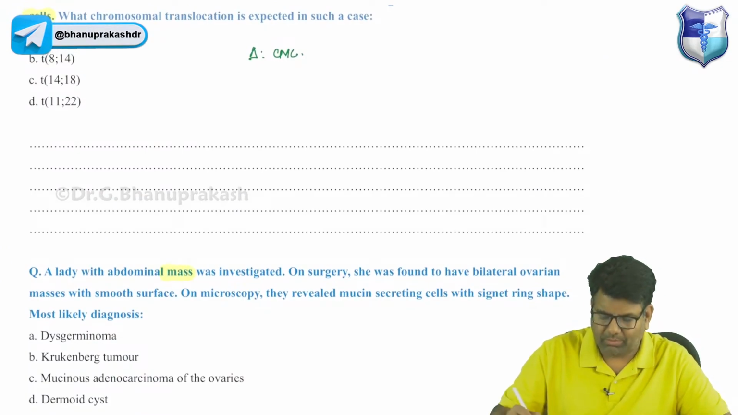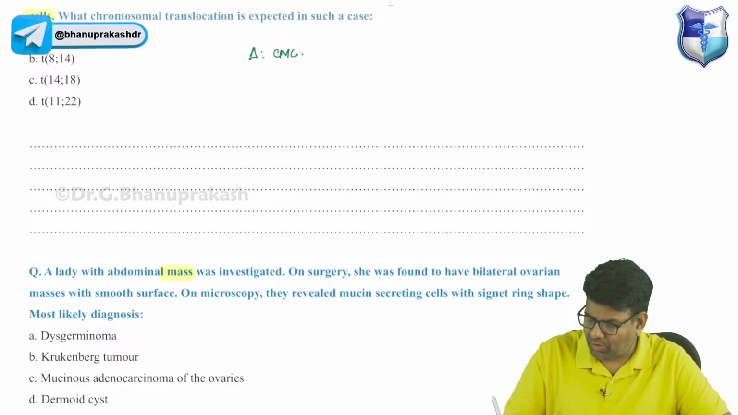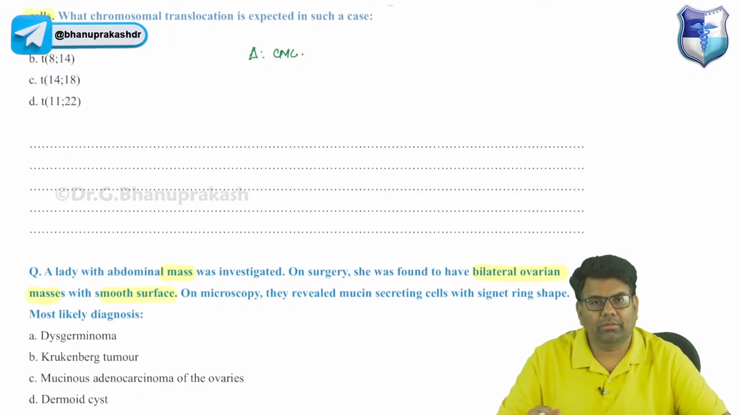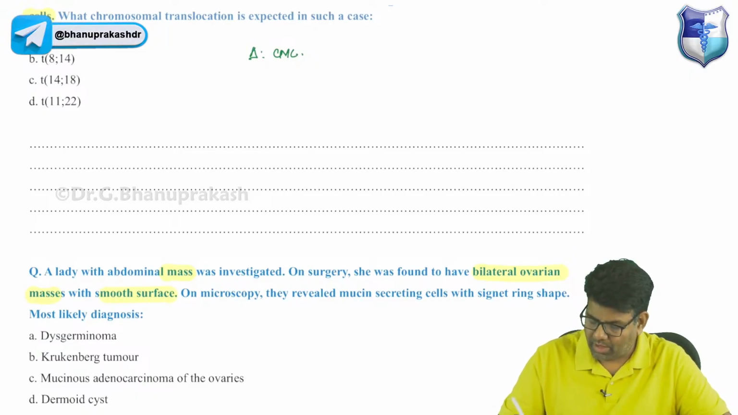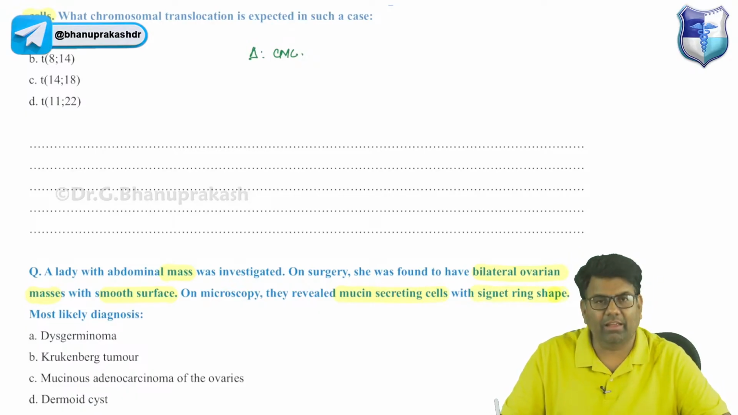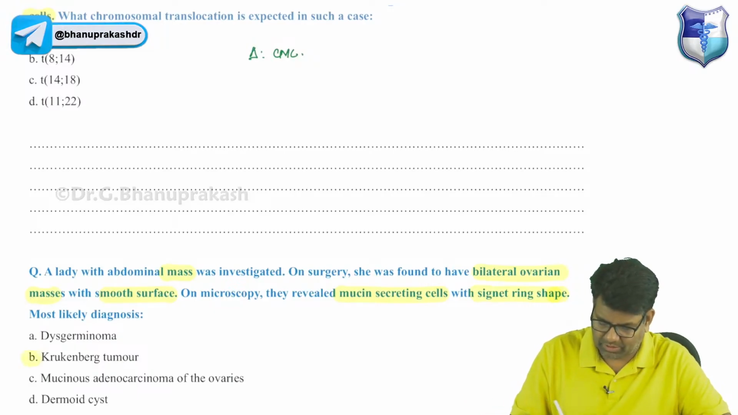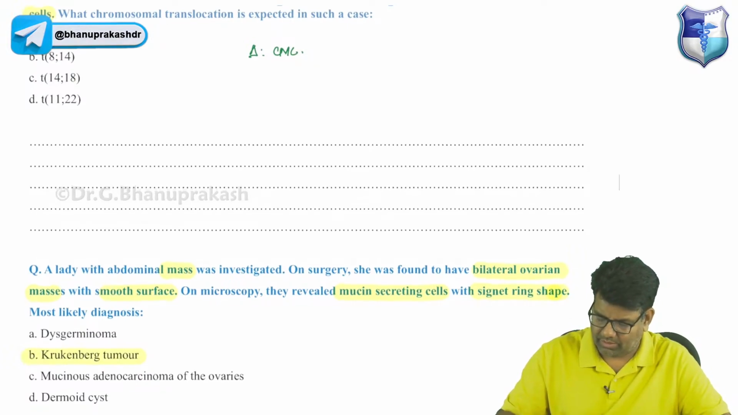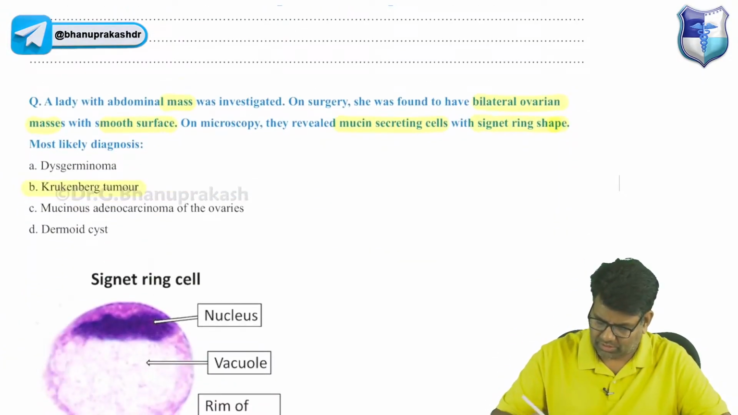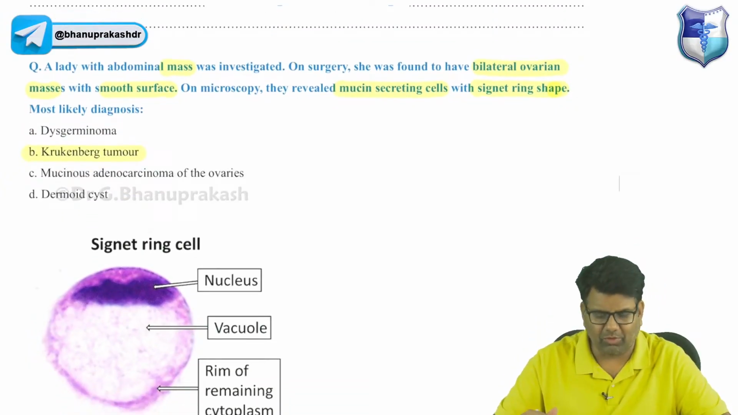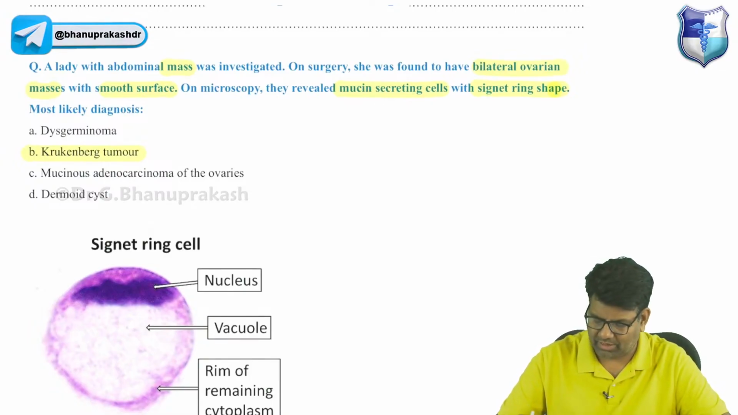Lady with abdominal mass investigated, and she was found to have bilateral ovarian masses and the surface is smooth. And when pathological examination was done, we found that there were mucin secreting cells with signet ring appearance. What can be the diagnosis? Very good, Raghu, very good. Krukenberg tumor, and this is the typical signet ring appearance. We can see the nucleus which is at one corner.